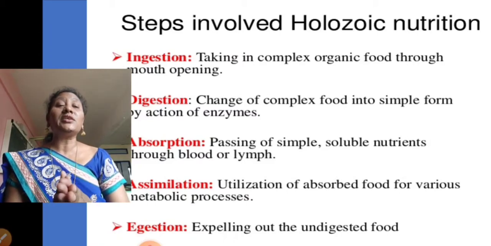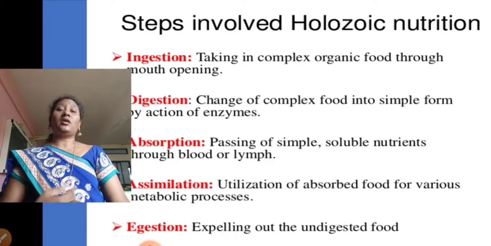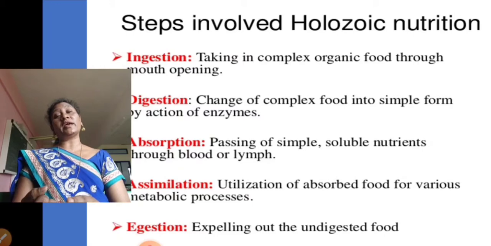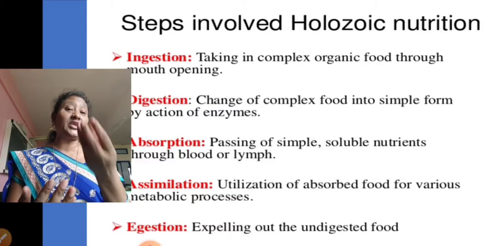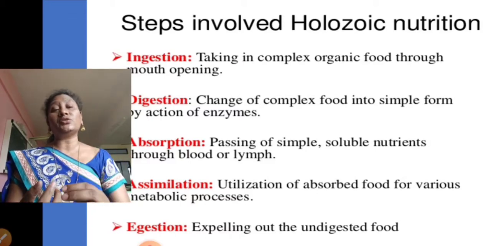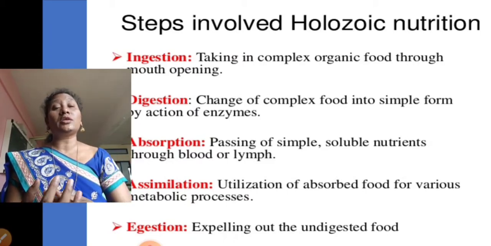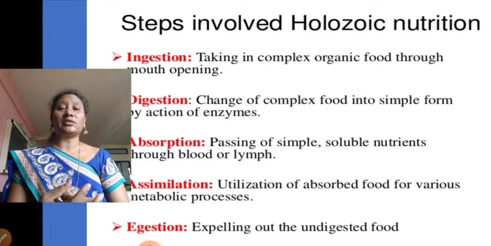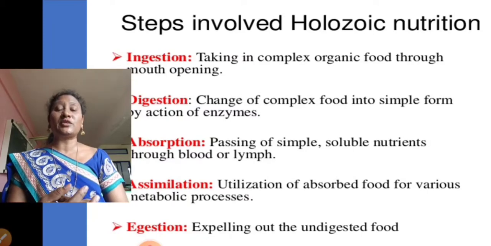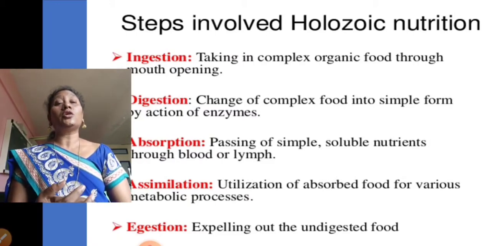Assimilation means utilization of absorbed food for various metabolic activities. In our body, for all the activities, even for respiration we need energy, for eating, for talking, for writing, for speaking, for everything we need energy. So the food which is absorbed into the blood is supplied through the blood to the various organs and utilized for metabolic processes. Metabolic processes means digestion, respiration. The energy releasing processes are called metabolic activities. They are supplied to all the organs in the body.